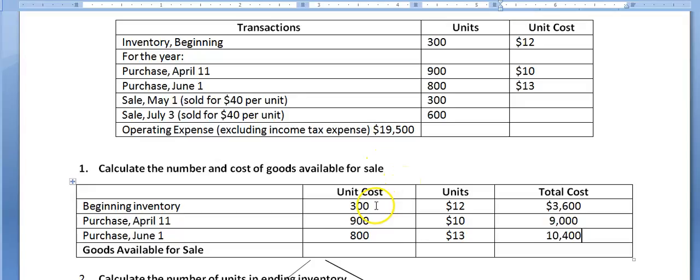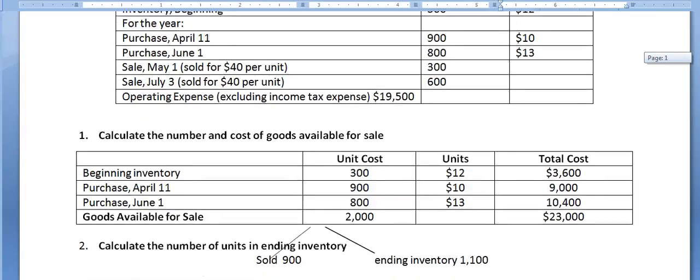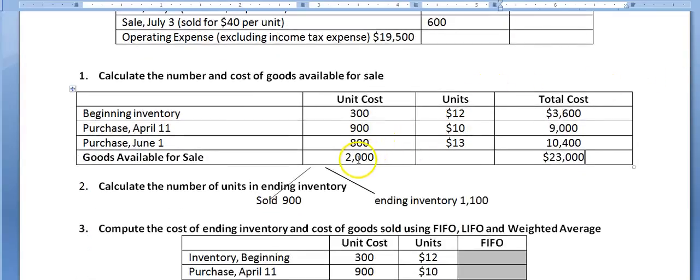So we started with 300 units, we purchased 900, then 800, so the total number of units we had available to be sold were 2,000 units. The dollar values associated with those units, if we add down, is a total of $23,000. So in all, we had 2,000 units available to be sold, and the dollar value associated with those units was $23,000. Now we're going to take that 2,000.